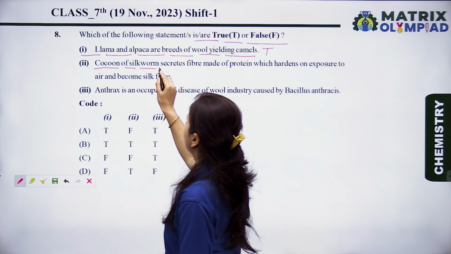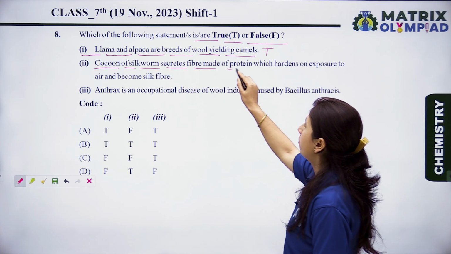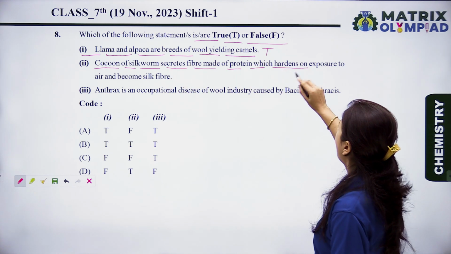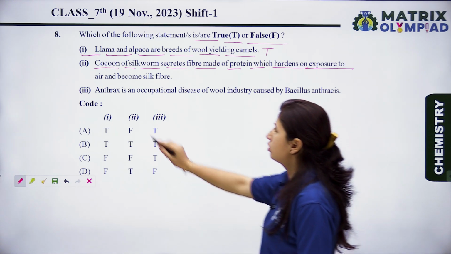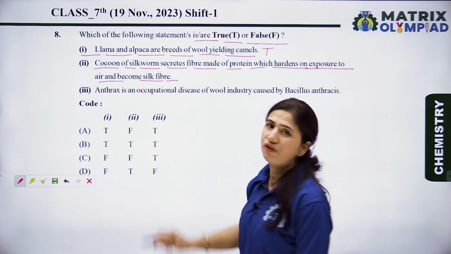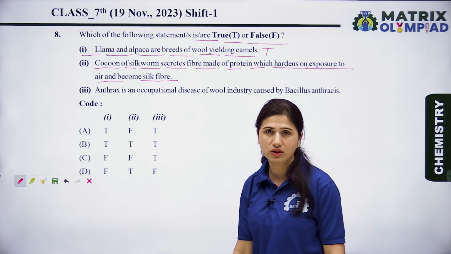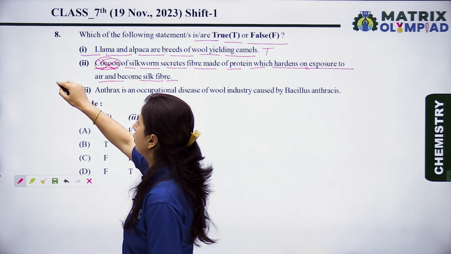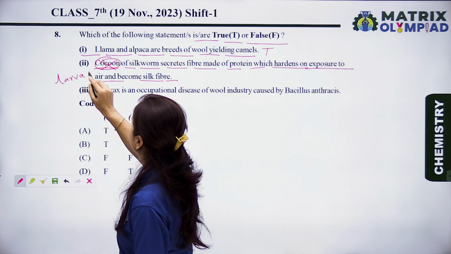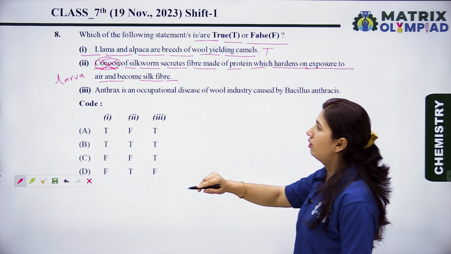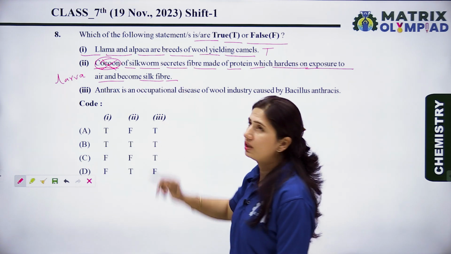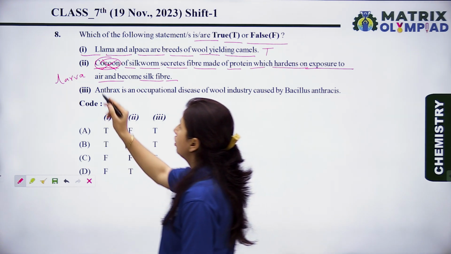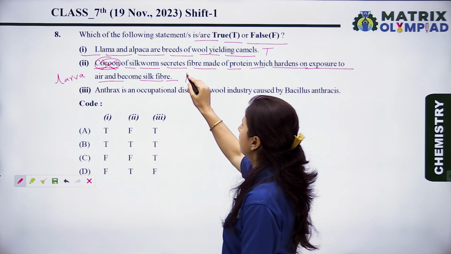Cocoon of silkworm secretes fiber made of protein which hardens on exposure to air and becomes silk fiber. No, it's a completely wrong statement, because the larva of the silkworm, not the cocoon, secretes a fiber by which we can obtain the silk fiber. So the second option is the false statement.